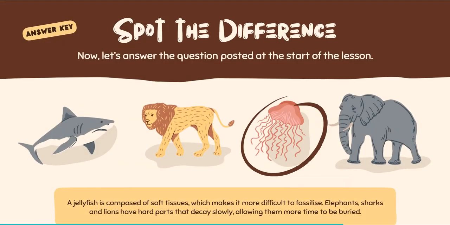Now let's answer the question posed at the start of the lesson. Jellyfish is composed of soft tissues, which makes it more difficult to fossilize. Elephants, sharks, and lions have hard parts that decay slowly, allowing more time to be buried.